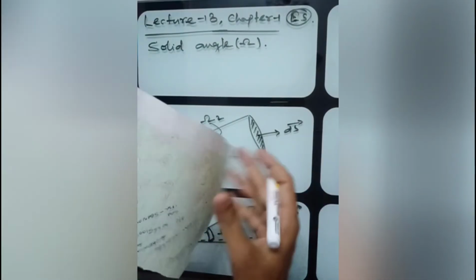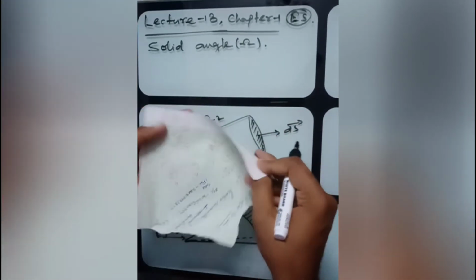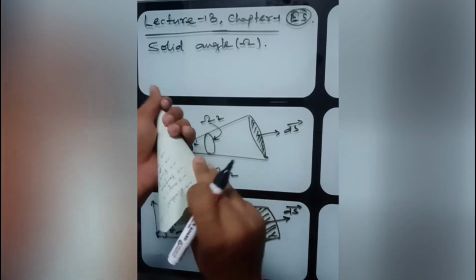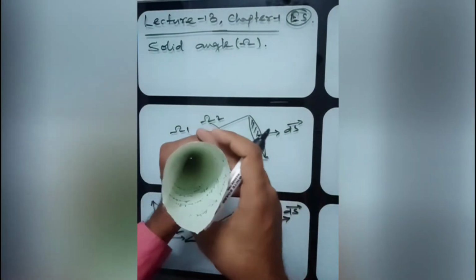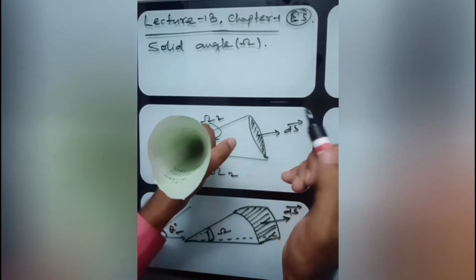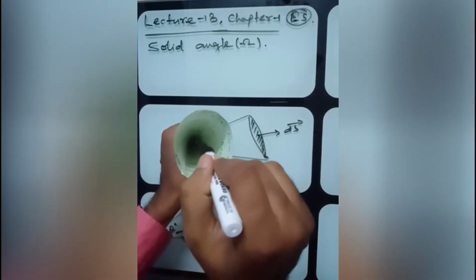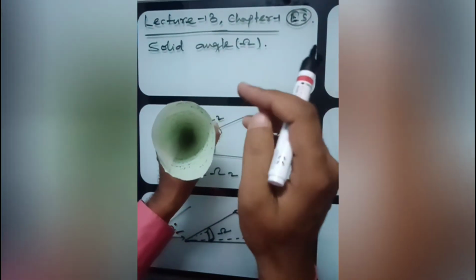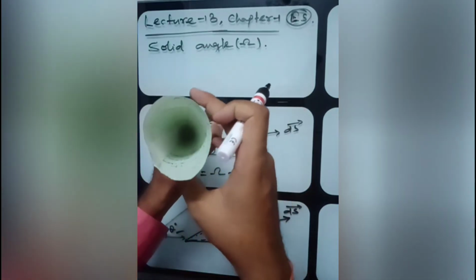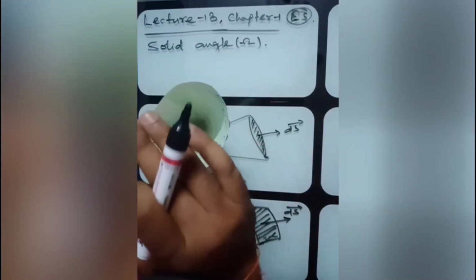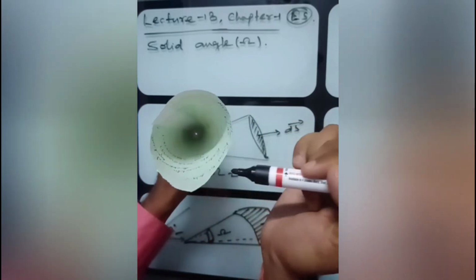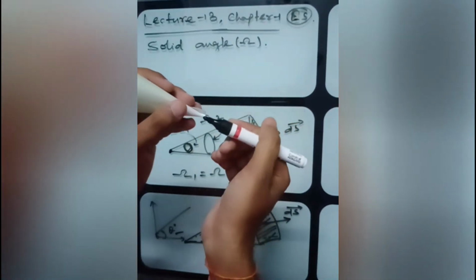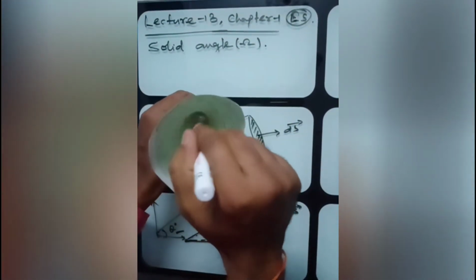For example, suppose you have a paper and you make a cone with the help of this paper. That space you can find is the solid angle. If you increase this area, like if I am just opening this one, it increases, so the solid angle will change. About this point of the cone we are studying the solid angle.